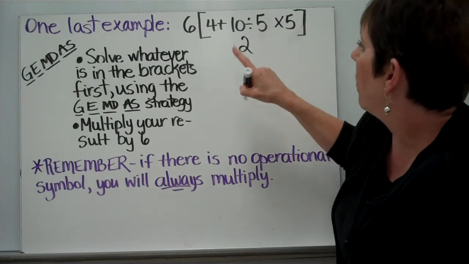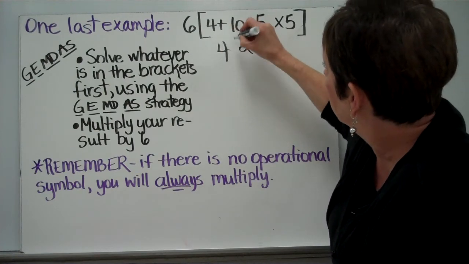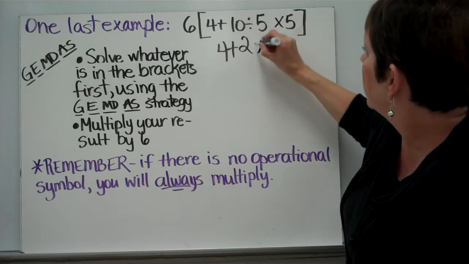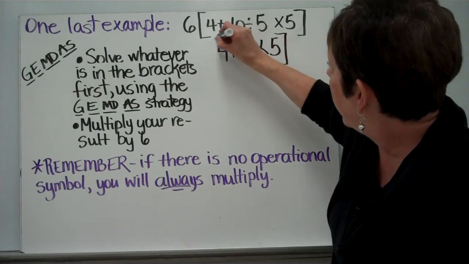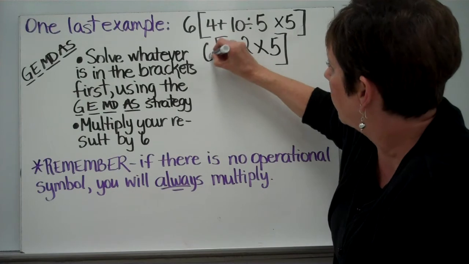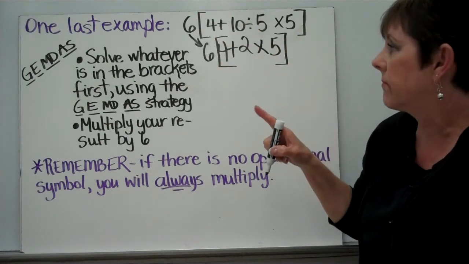All right, now I have not done this yet. So I do 4 plus 2. And I haven't done this yet, so I write that down so I don't forget. And because this is all in brackets, I put it in brackets and I write my 6. I write it here because I haven't done it yet.